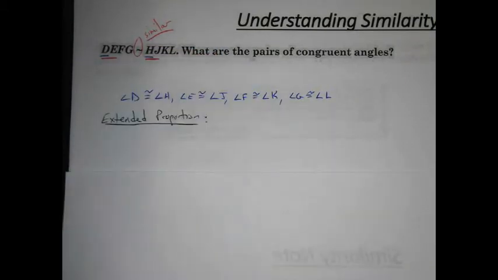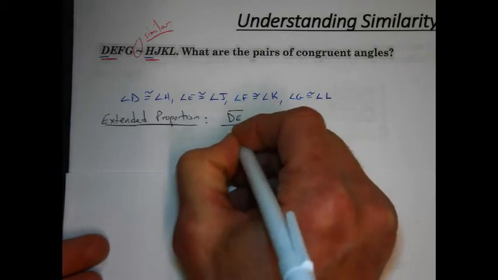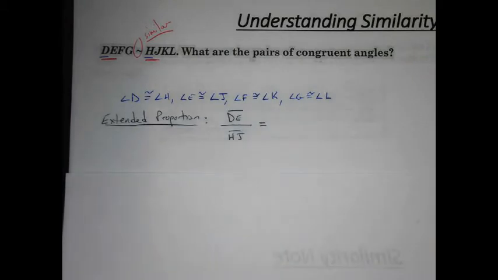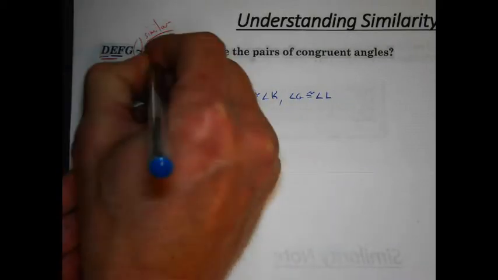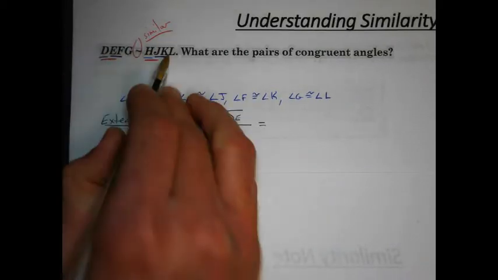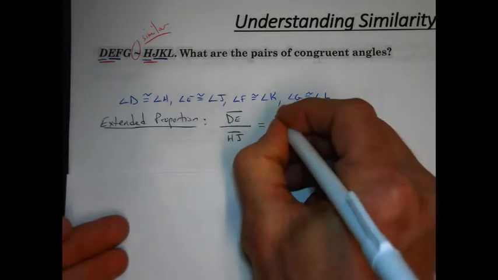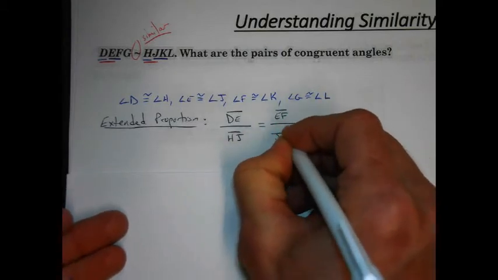Okay, so we're saying that DE to HJ is going to be equal to something else. Now what would that something else be? What's another pair of corresponding sides? And so we look again at the coordinates here. We have EF and JK. Okay, so EF and JK are corresponding, so that would be our next ratio that is equal.